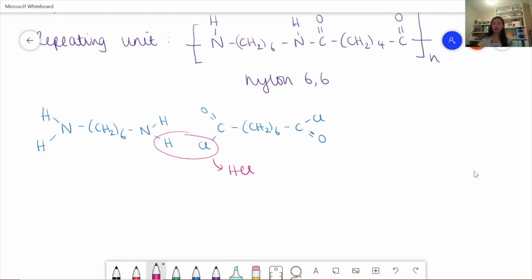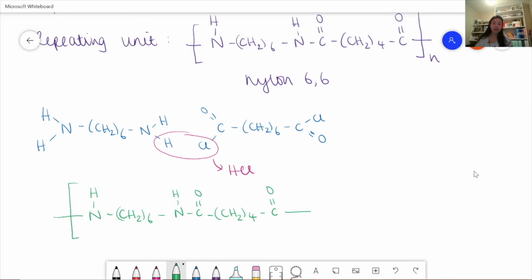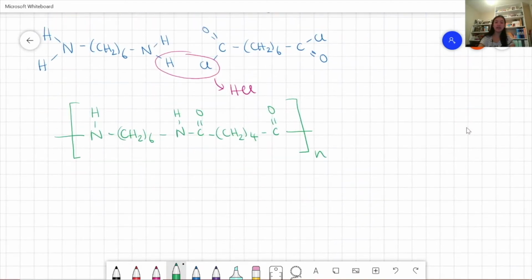And so we still form the same polymer, the same polyamide, which is the nylon 6,6. So we still form this N CH2 6, NH, C double bond O, CH2 4, C double bond O, and I've just drawn the repeating unit. So we still form this. Now we're going to look at Kevlar.